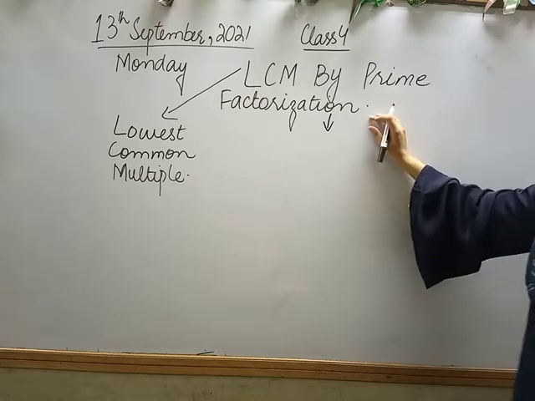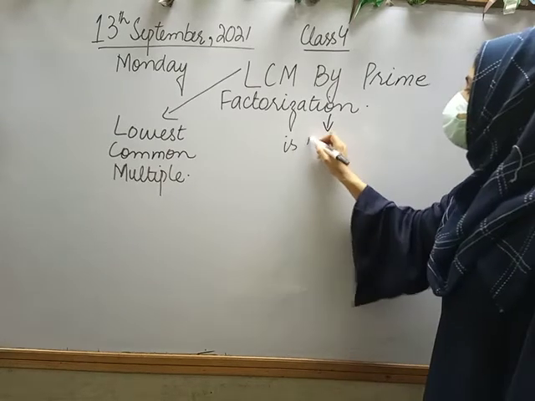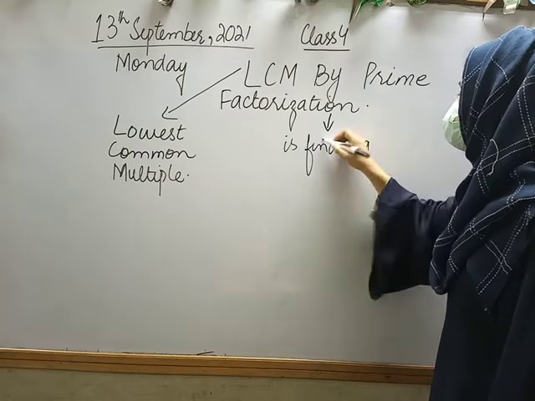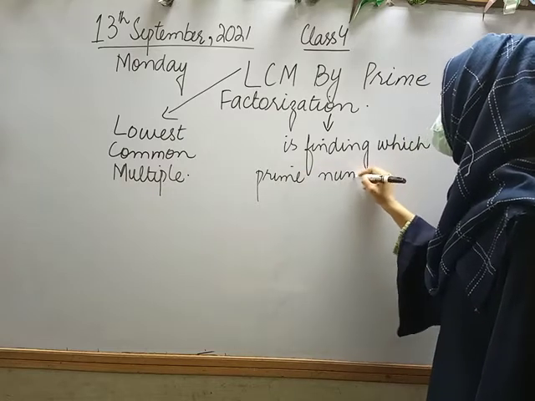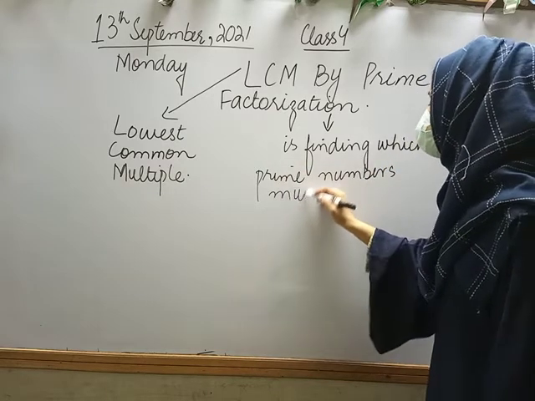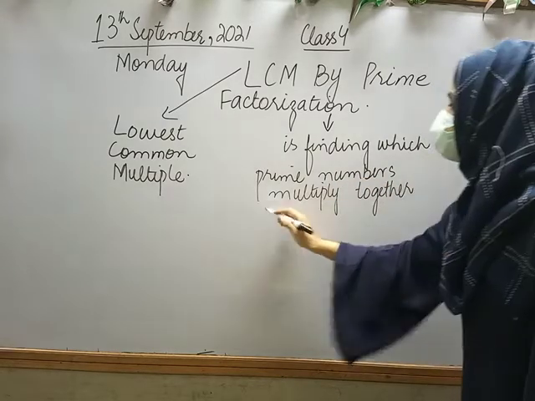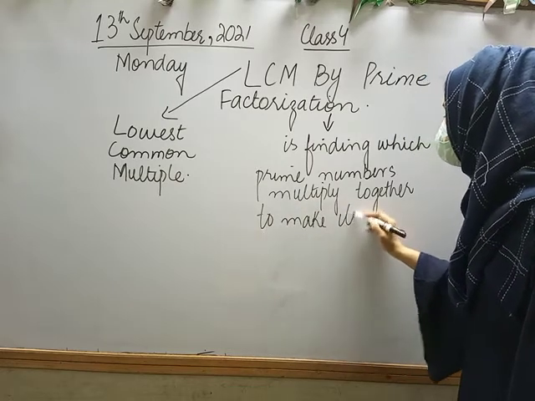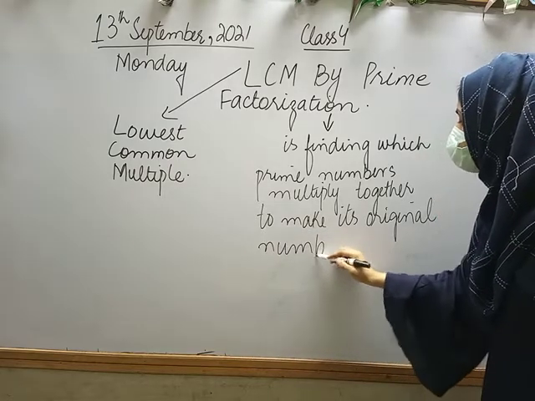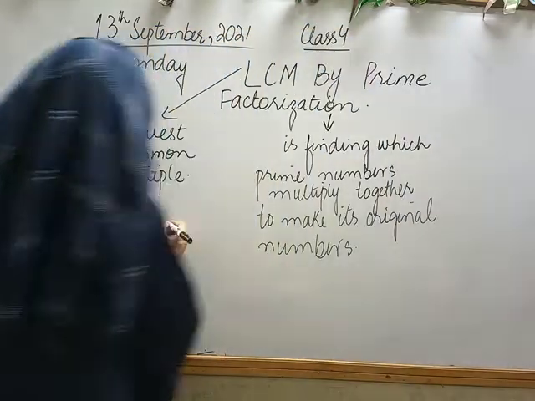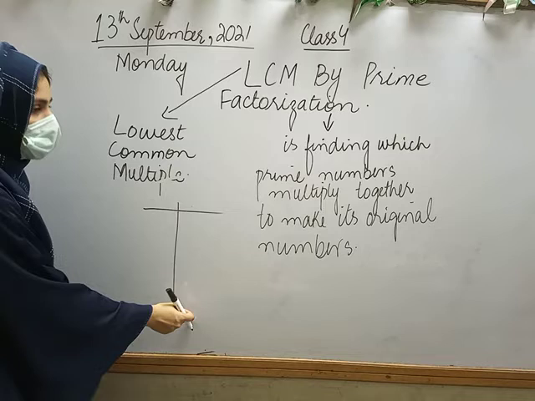We find such prime numbers that when we multiply them, they make our original number. Prime factorization is finding which prime numbers multiply together to make its original number. Okay, let's suppose I have number 6. I will draw this vertical and horizontal line. This is the representation to find prime factorization.